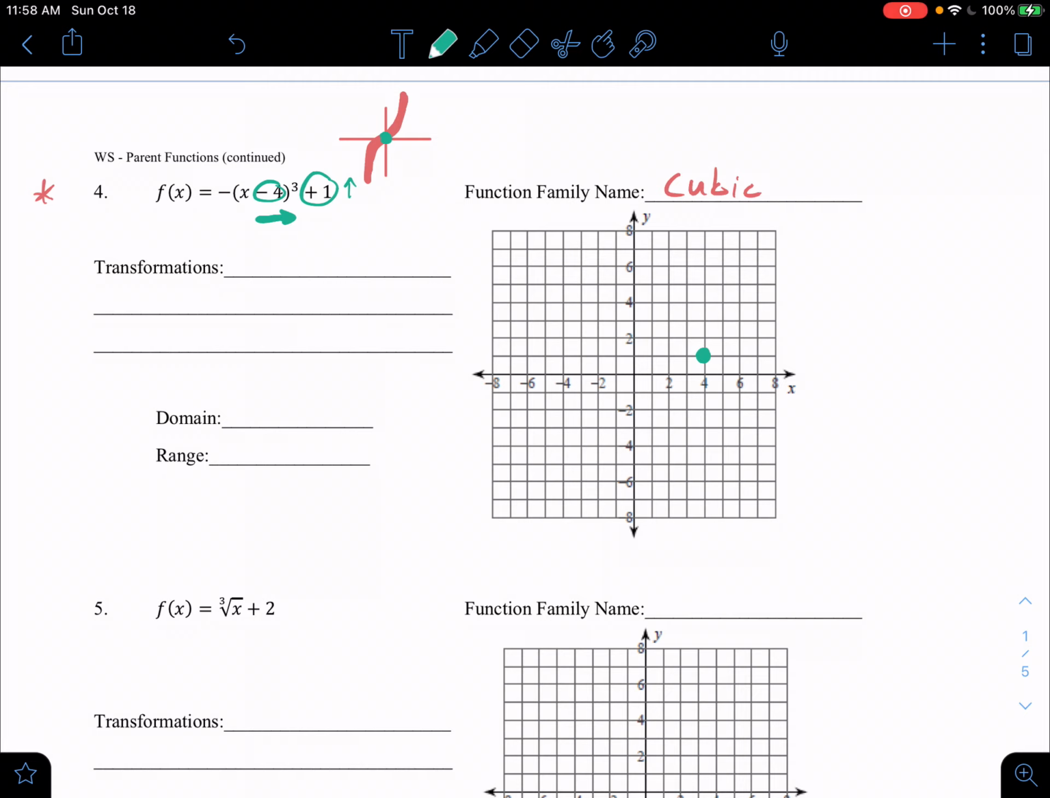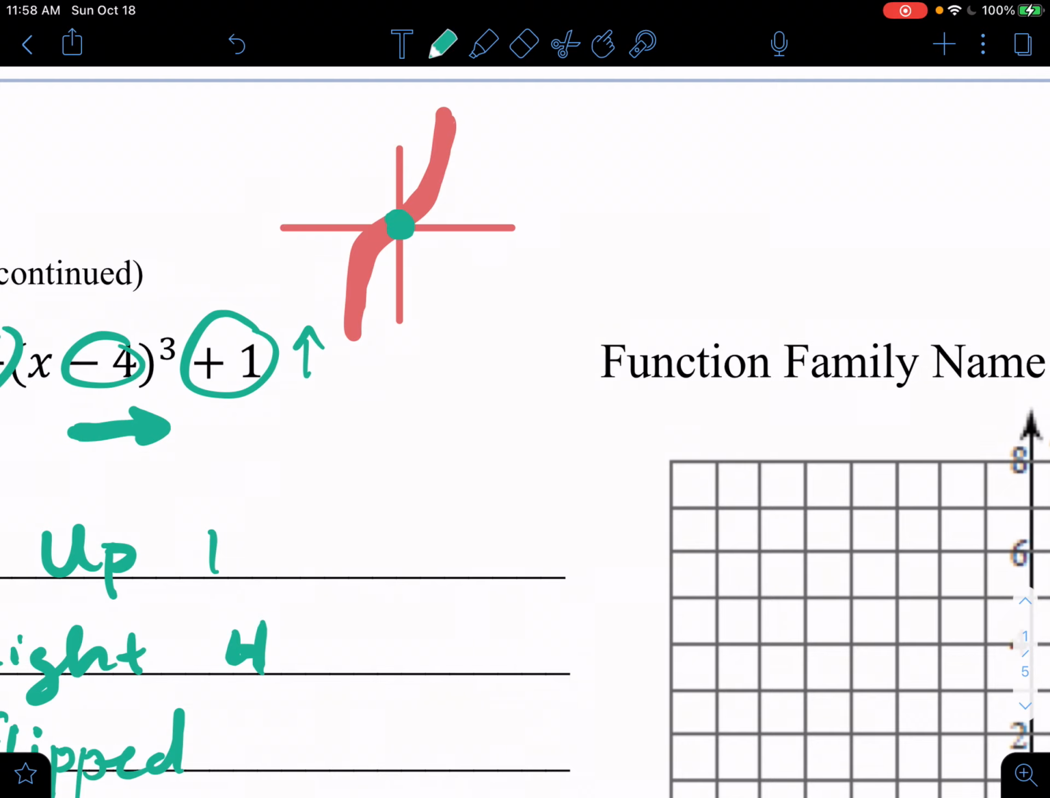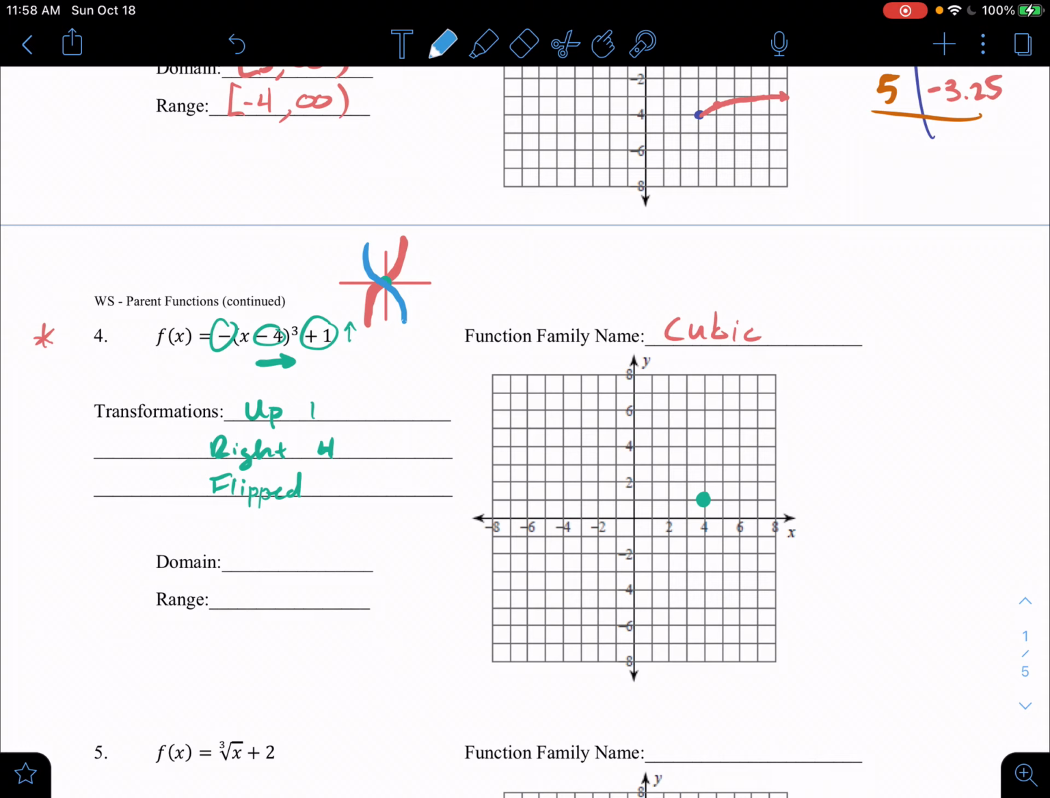Now, we can say up 1 and then right 4. That should happen at this point. But this negative is really going to be the piece that we have to think about a little bit. Anytime you see a negative out front, what you want to simply say is that your graph is now flipped. What that means is that instead of your graph looking like this, our graph is actually going to be flipped across the x-axis, and now we'll have a shape that looks more like this. So anytime it's a negative, it's always just a reflection across the x-axis, or you can just say flipped as well.